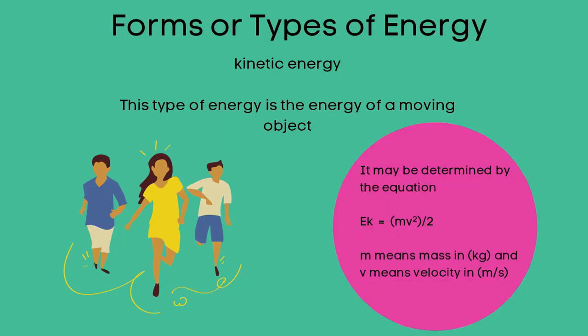Kinetic energy. This type of energy is the energy of a moving object. It may be determined by the equation EK is equal to mv squared divided by 2. M means mass in kilograms and V means velocity in meters per second.